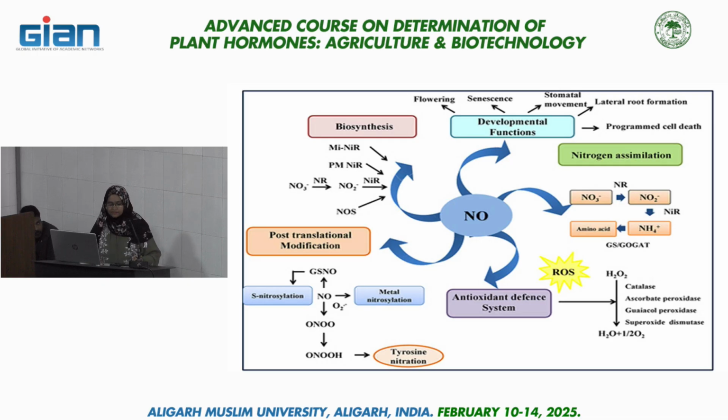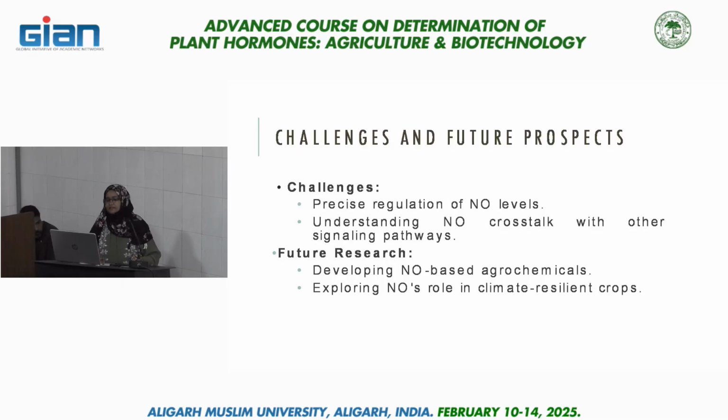So if we see the challenges and future perspectives. Despite its potential, there are challenges in the precise regulation of NO levels and understanding its crosstalk with other signaling pathways. Although we have seen many crosstalks here, still many pathways are missing. So future research should focus on developing NO-based agrochemicals and exploring its role in climate-resilient crops. These efforts could lead to more sustainable agriculture practices and improved crop productivity.